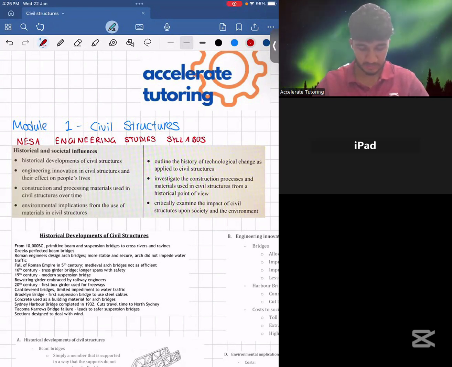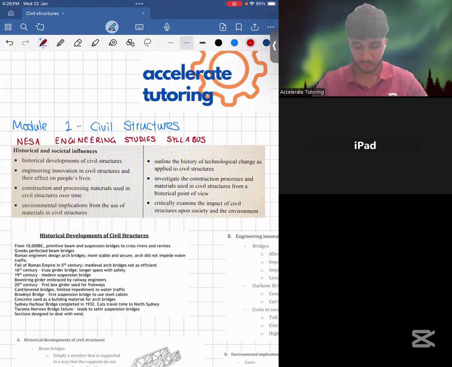Looking at this subtopic, we can see that there's specific points that we have to check off. First being historical developments of civil structures, second being engineering innovation in civil structures and their effect on people's lives, construction and processing materials used in civil structures over time, and then environmental implications from the use of materials in civil structures.